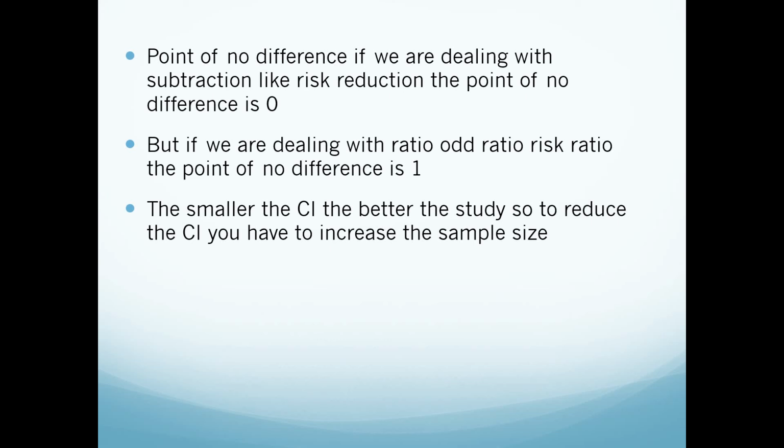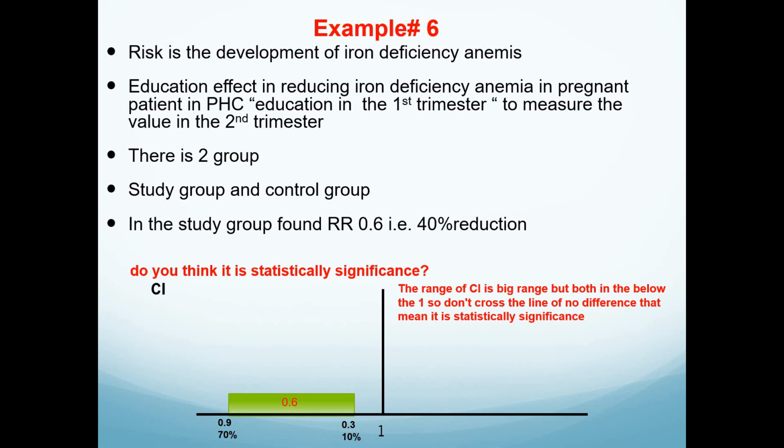As we said before, the point of no difference, if we are dealing with a subtraction, a reduction, will be 0. But if we are dealing with a ratio or odds ratio, the line of no difference will be 1. The smaller the confidence interval is, the better the study. So to reduce the confidence interval, you have to increase the sample size.